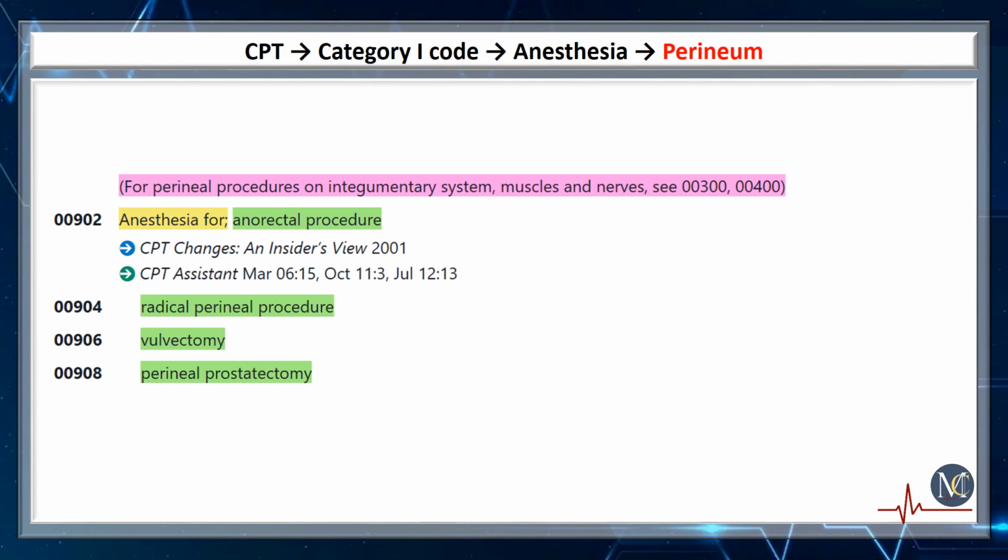Next code is 00908, perineal prostatectomy. The provider performs anesthesia services for a patient undergoing the procedure in which the surgical provider partially or completely removes the prostate gland by approaching it through the perineum.